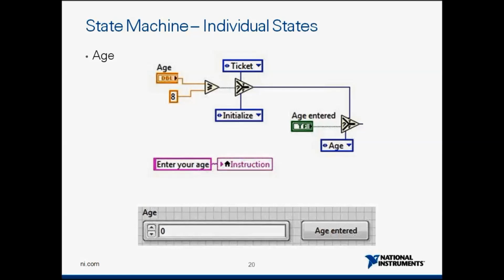Since there are 3 possible states for the next iteration, you can see there are 2 different select VIs over here. The first VI checks if the age entered is greater than 8 and chooses whether to go to the next state or to restart the entire process. The next select assumes that the customer is of the required age and checks if the customer has pressed on the age entered button. If he hasn't, this age state is repeated again.